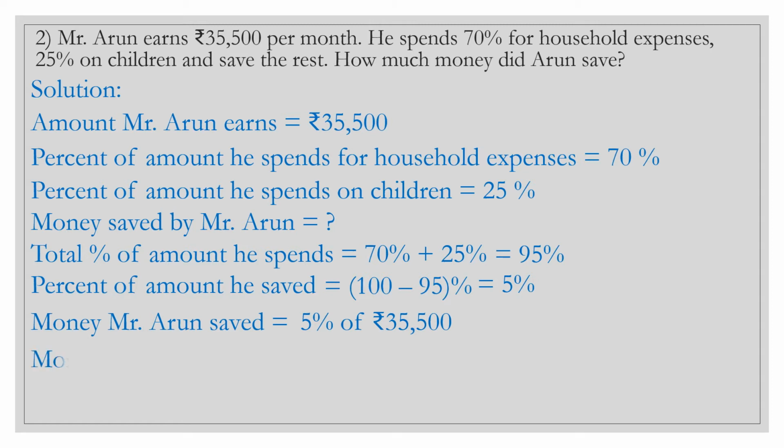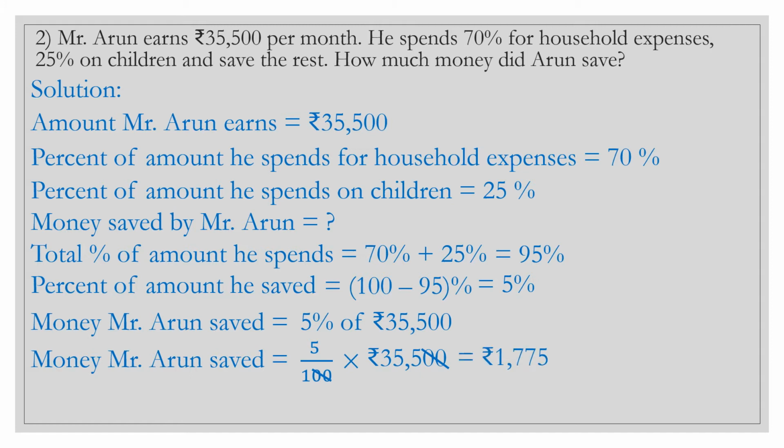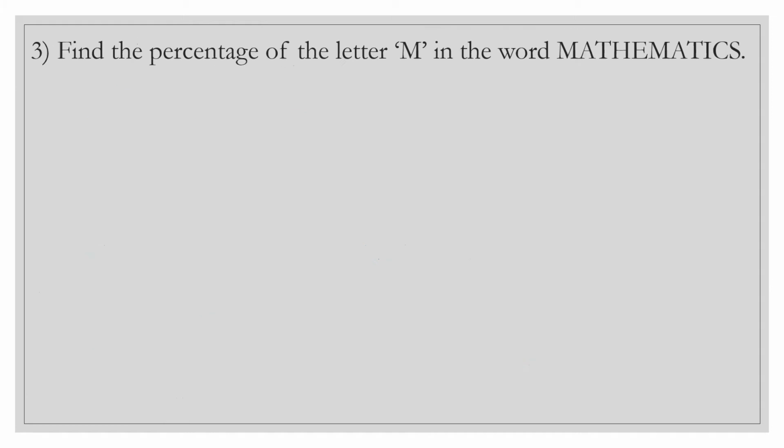First, we will replace the percentage and write it as fraction form. That is 5 upon 100. Next, replace the word of with the multiplication symbol. Then write rupees 35,500 as it is. Now simplify. Cut 20 by 20. Now we have rupees 355 multiplied by 5. Do the multiplication. We get rupees 1,775. So Mr. Arun saved rupees 1,775. Let us solve one more question.